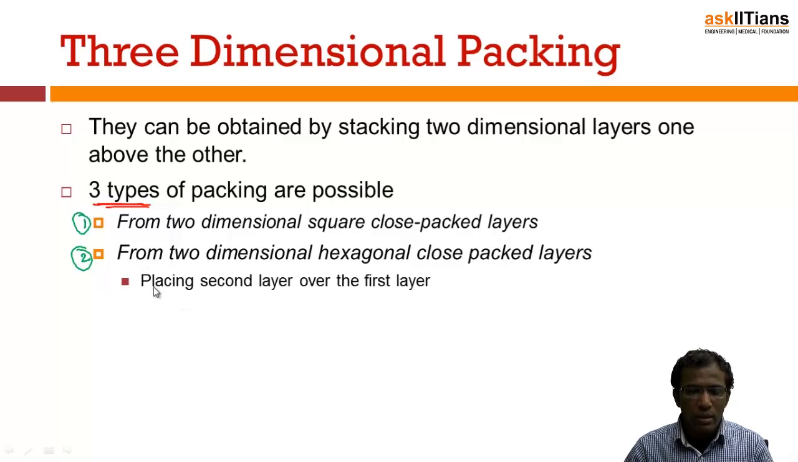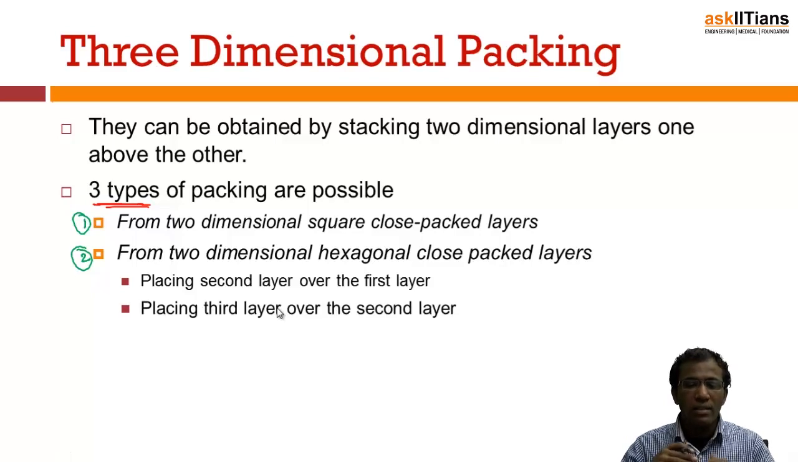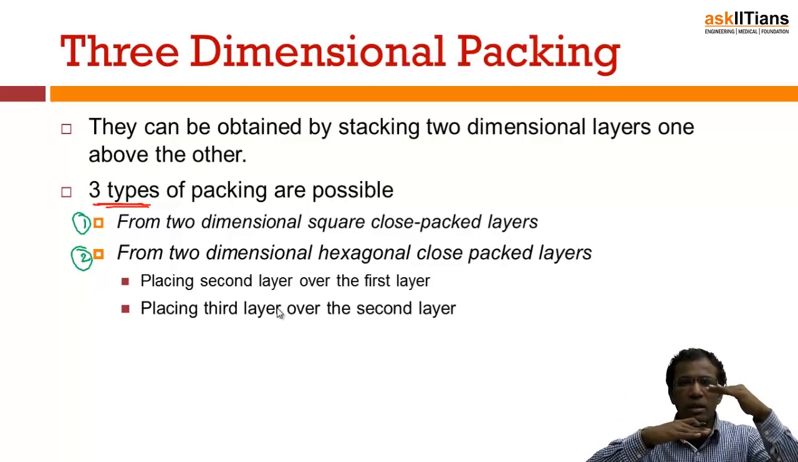So one is placing the second layer above the first layer. Okay, so the first layer you have placed, then you place the second layer above the first layer, and place a third layer over the second layer. Here, first we have placed one hexagonal close packed layer, and that is the first layer, and above that we are placing a second layer, and above that we are placing a third layer.